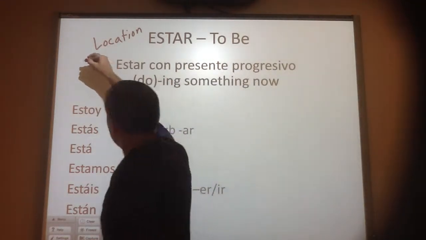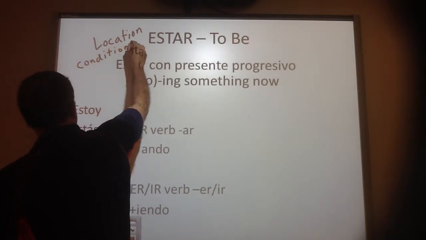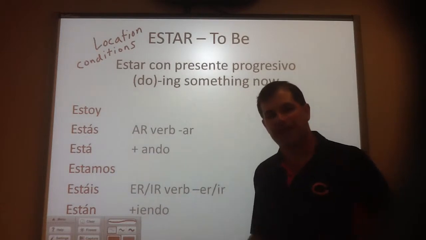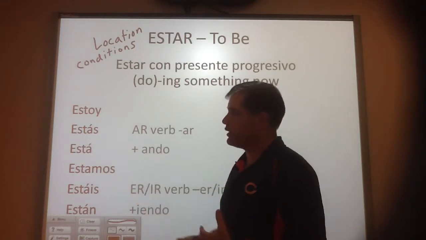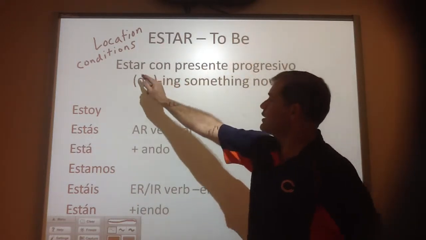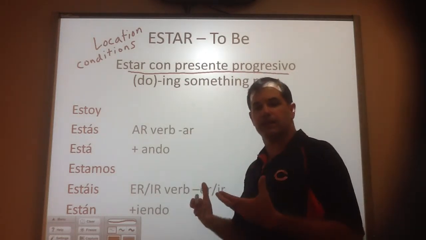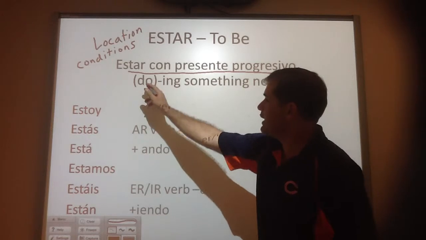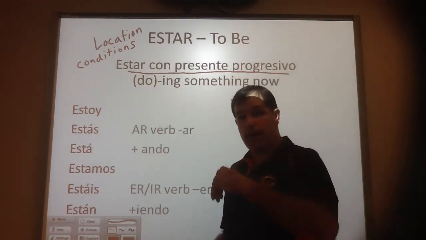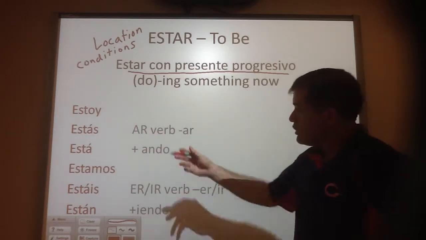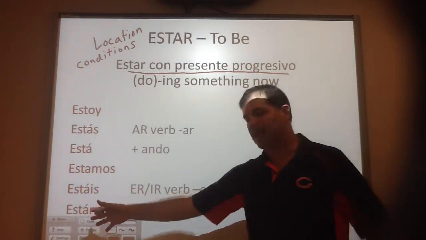We use ESTAR with temporary conditions, like how we're feeling, estoy bien, estoy regular. We use ESTAR with conditions that could change, that are temporary. Okay, and then we also use ESTAR with the form of another verb to complete the present progressive form, or the way in English that we use the ing form to say that we're doing something right now. Alright? So, the correct forms of ESTAR: estoy, estás, está, estamos, estáis, están.